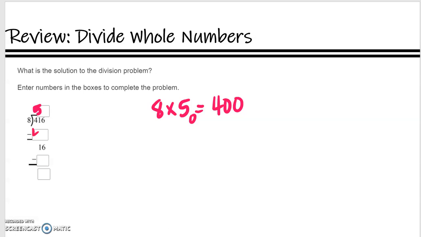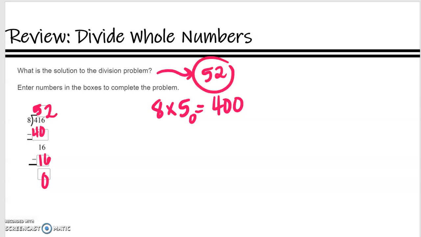5 times 8 is 40. So when I subtract, that's where the 16 comes from. Now I'm thinking about 8 going into 16, and I know that that goes into 16 2 times. That's actually perfectly 16, so 2 times 8 is 16. I have a remainder of 0. So my solution to this problem is 52.